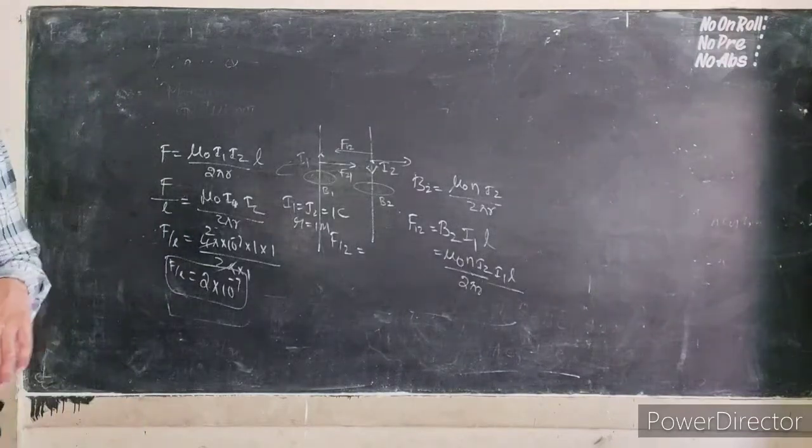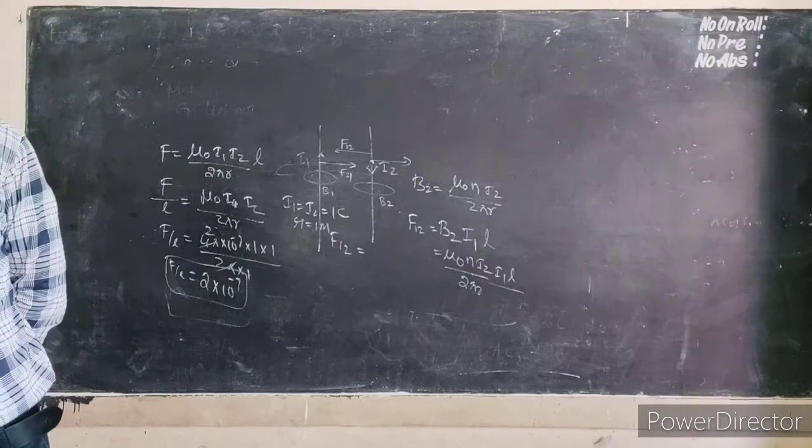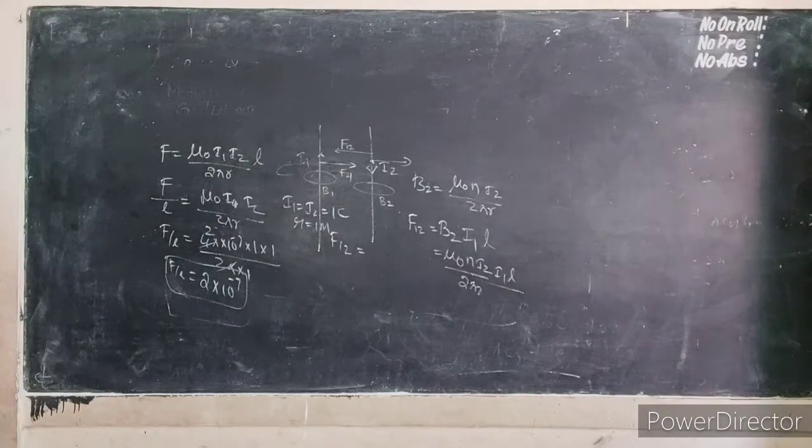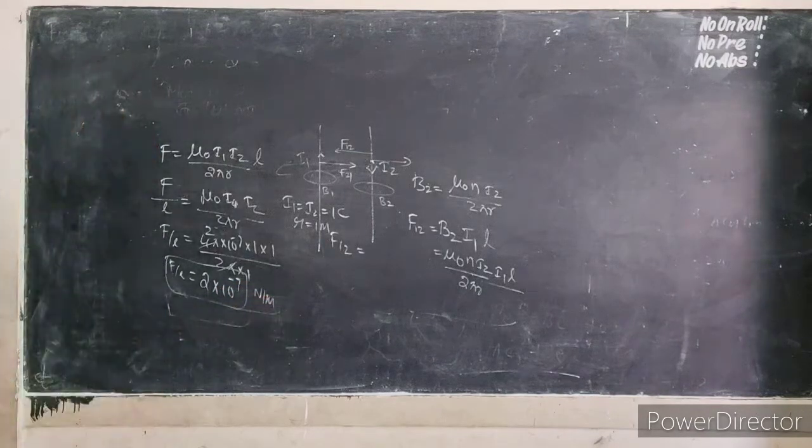This is the definition of 1 ampere. One ampere is defined as the constant current which, passing through two infinitely long parallel straight conductors kept side by side at a distance of 1 meter apart in air or vacuum, causes each conductor to experience a force of 2 into 10 power minus 7 Newton per meter length of the conductor.